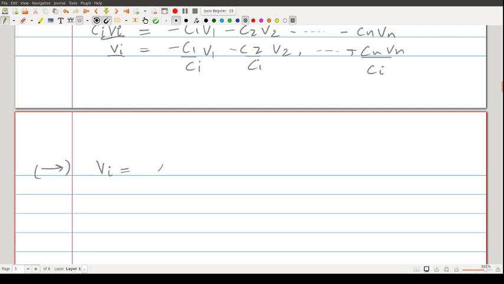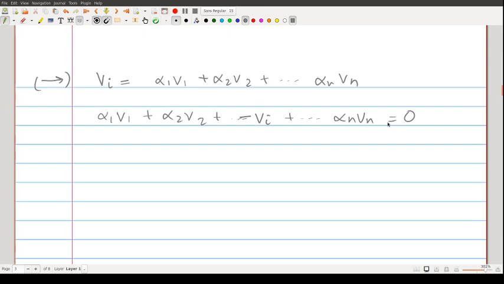So maybe we can write it as alpha 1 V1 plus alpha 2 V2 plus dot dot dot alpha n Vn. And now if we can write Vi as a linear combination, then of course we can move these to the other side, and we have alpha 1 V1 plus alpha 2 V2 plus dot dot dot alpha i Vi minus Vi. So let's say we're moving Vi to the other side, and then plus dot dot dot alpha n Vn equals 0. So we now know that this equation equals 0 for some non-zero Ci.